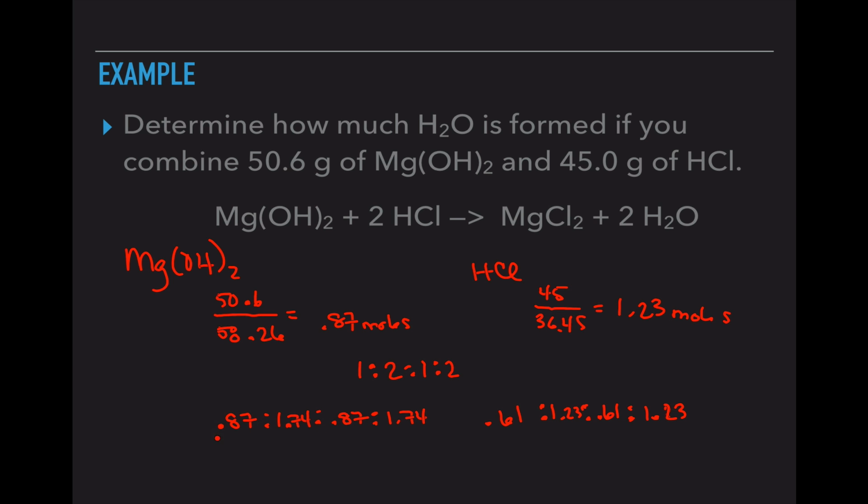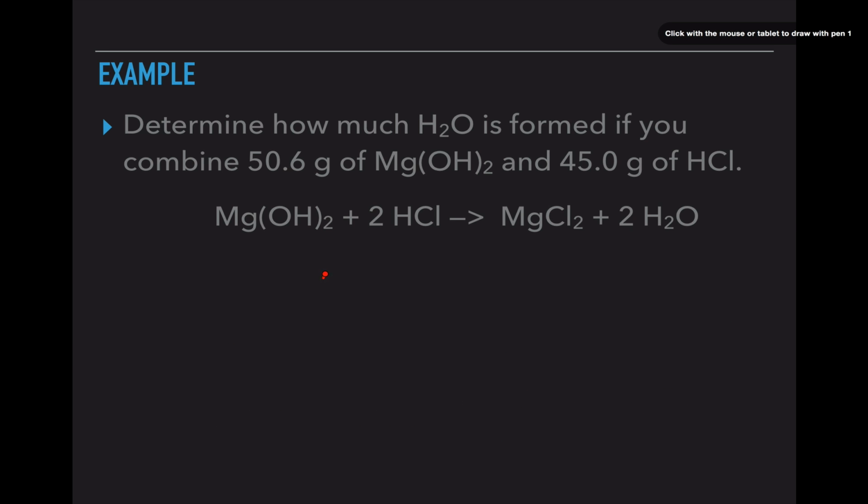Now compare the first numbers of each mole ratio, 0.87 and 0.61. 0.61 is smaller, so that means that HCl is our limiting reactant. So what I'm going to end up doing is deleting the rest of the slide and taking this mole ratio and writing it at the top. So we had 0.61, 1.23, 0.61, 1.23. Now the problem is asking us for how much H2O is formed.